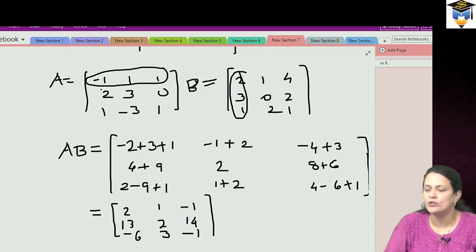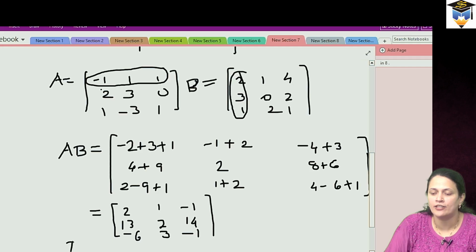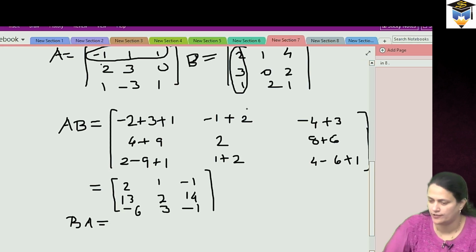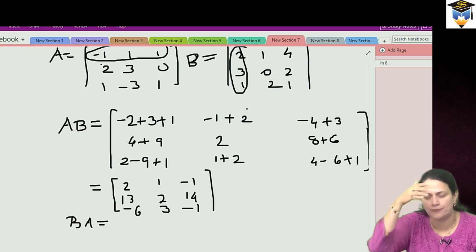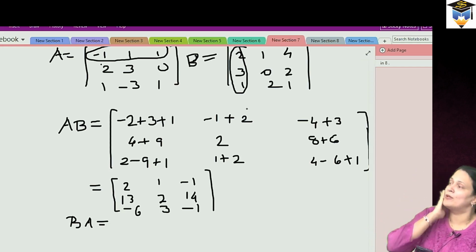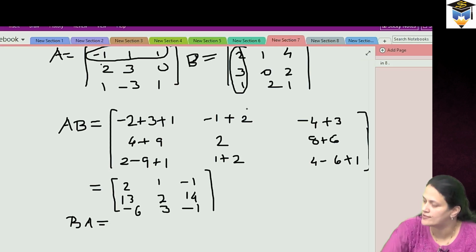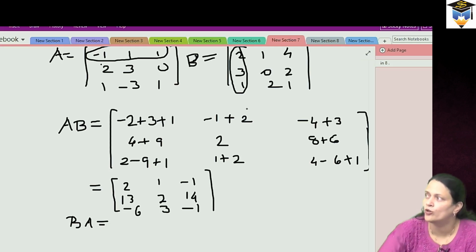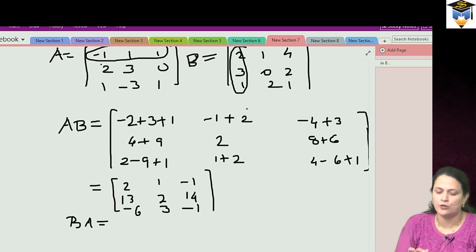Now you will do B multiplied by A and check whether A into B is equal to B into A. So for B into A, what you will do? You will take B matrix first and then multiply. So do it, come on. Write this down up till here and then tell me what is the answer of BA matrix. I hope everybody is understanding. If any doubt, please ask.